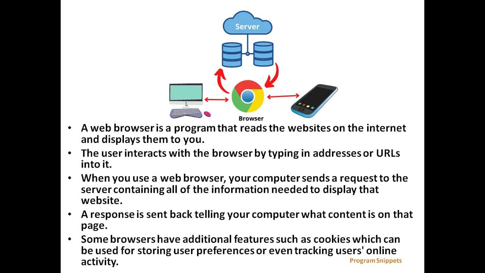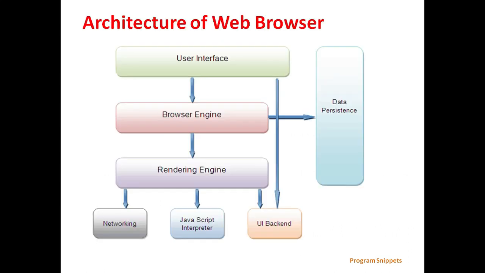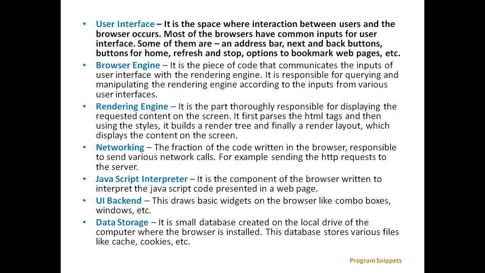Some browsers have additional features such as cookies, which can be used for storing user preferences or even tracking users' online activity. Here is the architecture of web browser, which contains different layers as user interface, browser engine, rendering engine, and data persistence. Where user interface is the space where interaction between users and browser occurs. Most of the browsers have common inputs for user interface.